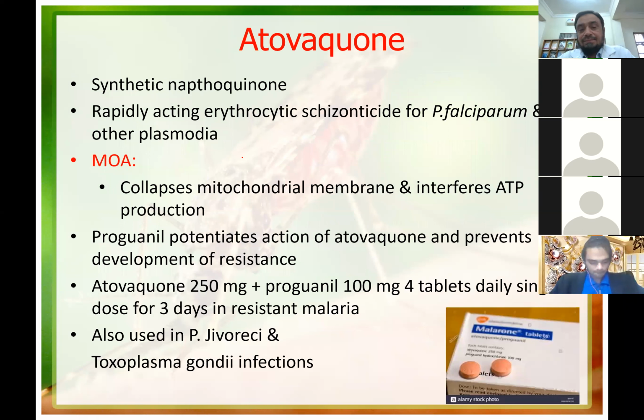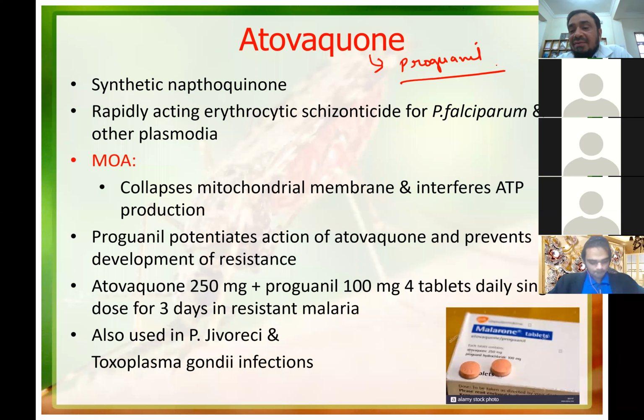Coming to atovaquone, again, atovaquone is a very good drug for falciparum malaria. It is a rapidly acting erythrocytic schizontocide for Plasmodium falciparum and also the other Plasmodia. Mechanism of action of atovaquone: it collapses the mitochondrial membrane, okay, and interferes with ATP synthesis in the Plasmodia. Atovaquone is always used in combination with proguanil. Okay, it is not used alone.